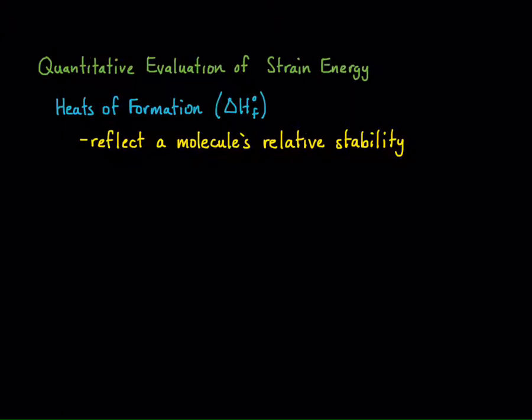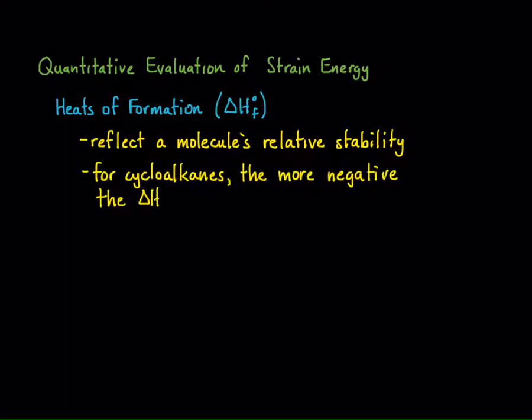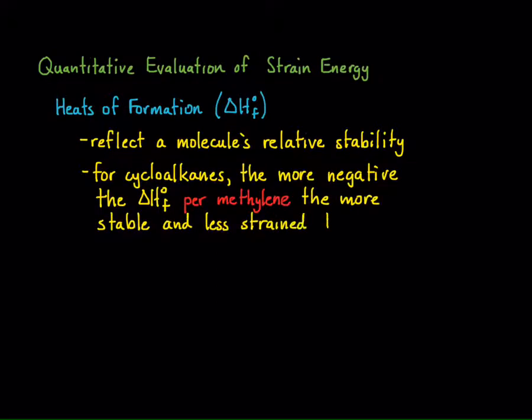So what we can do is analyze cycloalkane stability based on the delta H of formation per methylene group. And keep in mind that the more negative the delta H, the more stable and less strained the ring is. So the more negative the value of delta H formation, the more stable the structure is, and therefore the less strained the ring is. But again, we have to compare based on per methylene group. So essentially what we're doing is we find the heat of formation of a molecule and we simply divide that number by the number of methylene groups.